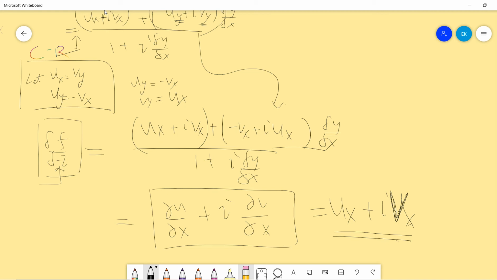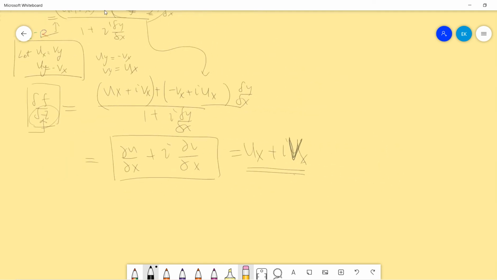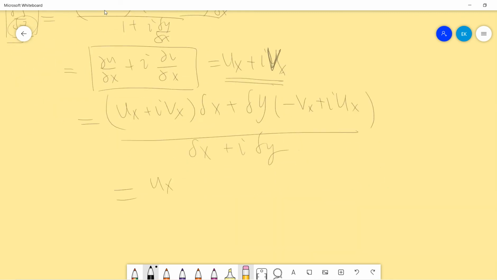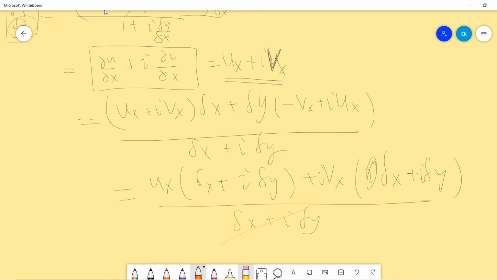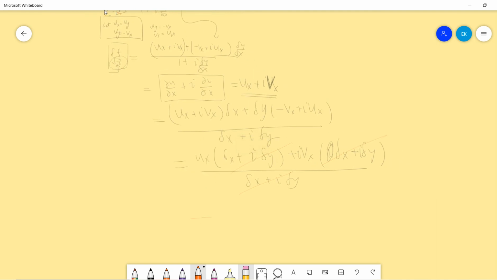We want to prove that this limit over delta z exists with respect to whatever delta x and delta y. Let me expand it. The ux term is times delta x, plus vx times i delta x, minus delta y. We can change this to plus i and pull i out. These two terms cancel. This is a trick. Finally you get ux plus i vx.